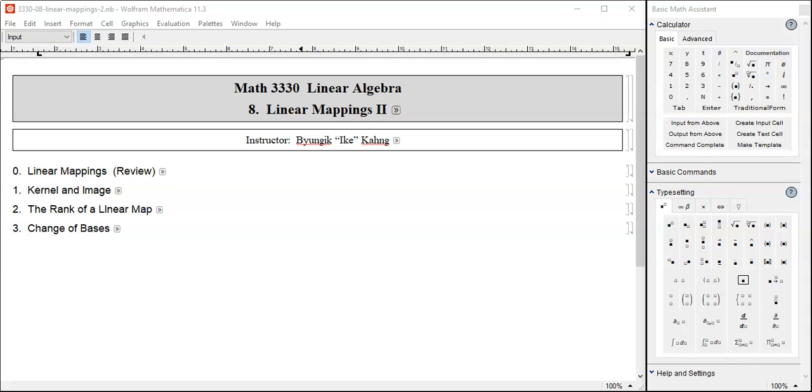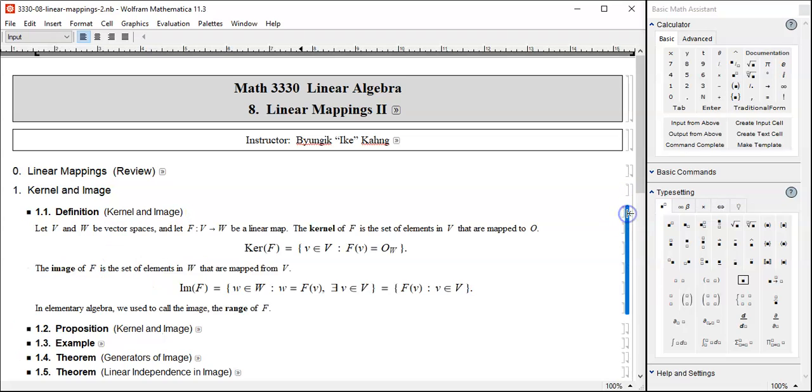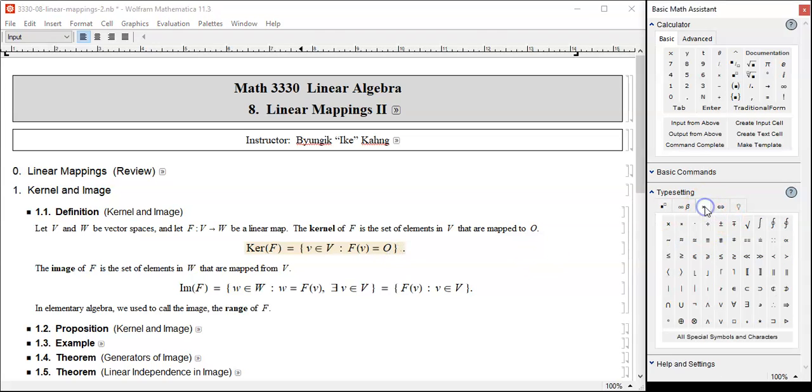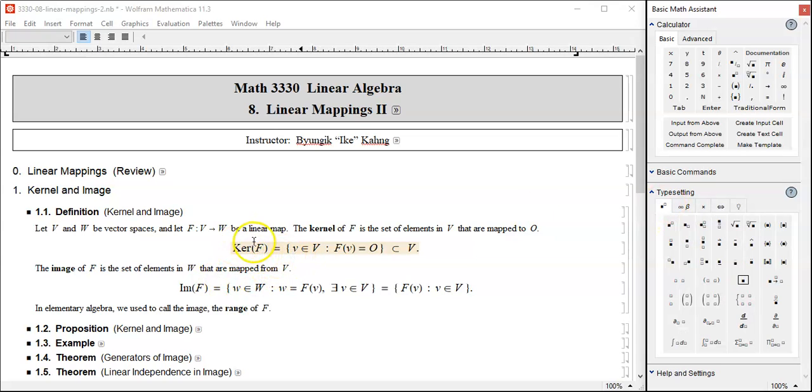Hello students, welcome back. In the previous videos, we had some review on Module 7 materials, and then we defined kernel and images. And kernel is the set of elements of vector space V so that f of that vector is a zero vector. And clearly you can see that this is a subset of V because an arbitrary element of kernel is of this form, v in vector space capital V, and then the condition is f of v is equal to 0.